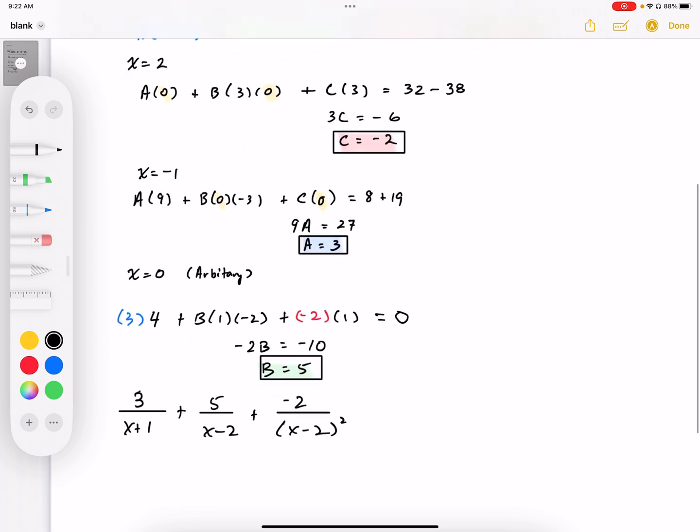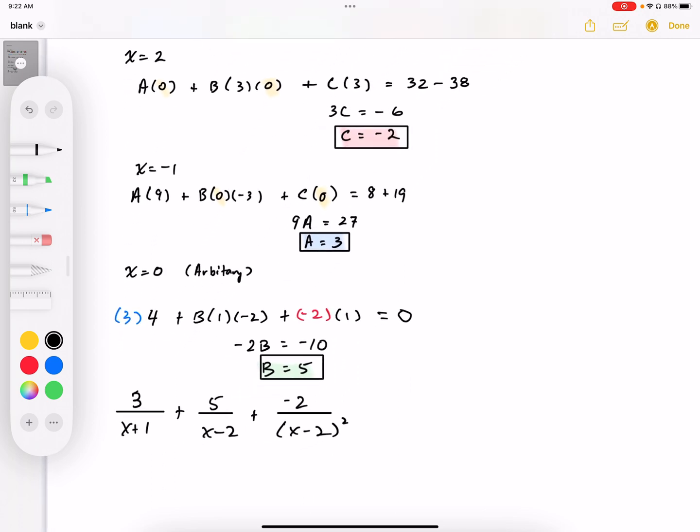Okay, and breaking this down into partial fractions like this, now I can actually integrate all 3 of these. I can integrate the x plus 1 in the denominator with log, x minus 2 in the denominator with log, and the x minus 2 squared using the power rule.